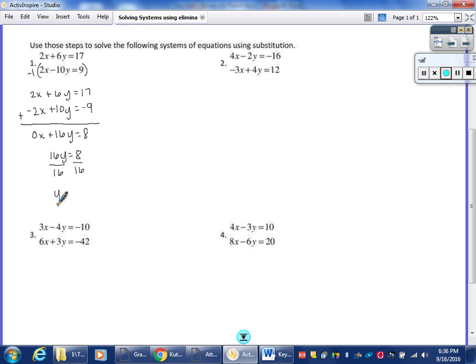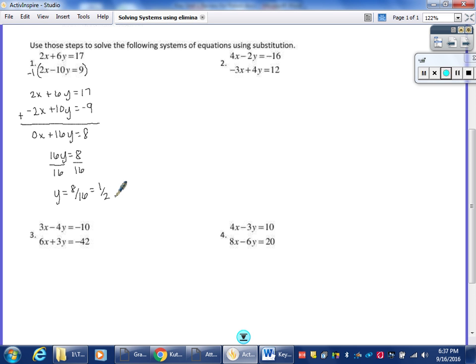And when I do that, I get y is equal to 8 over 16, which is a fraction. That's okay. Fractions are our friends and sometimes our food. Not to freak out. 8 over 16 is just 1/2, right? 8 is half of 16. So our value for y is 1/2. It's totally fine. It's going to work out nicely.